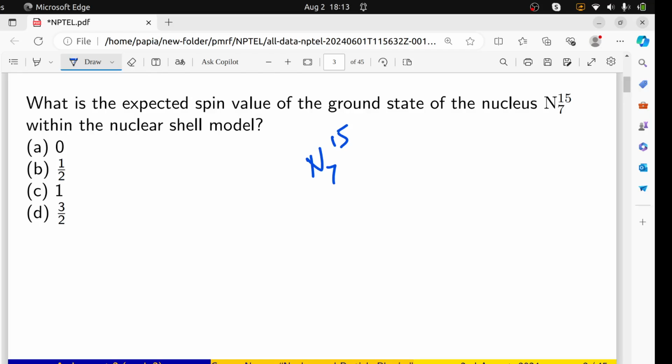For whoever was not present in the last class, maybe I can explain this question a little bit more, and after that, whatever the next question is, I'll go through it very quickly. So I am going to write this question explicitly so that we can understand thoroughly. N-15, what does this mean? If I see this notation, then directly I can write the neutron number and proton number. Proton number is 7 because it is given here, and neutron number will be 15 minus 7, which is 8.